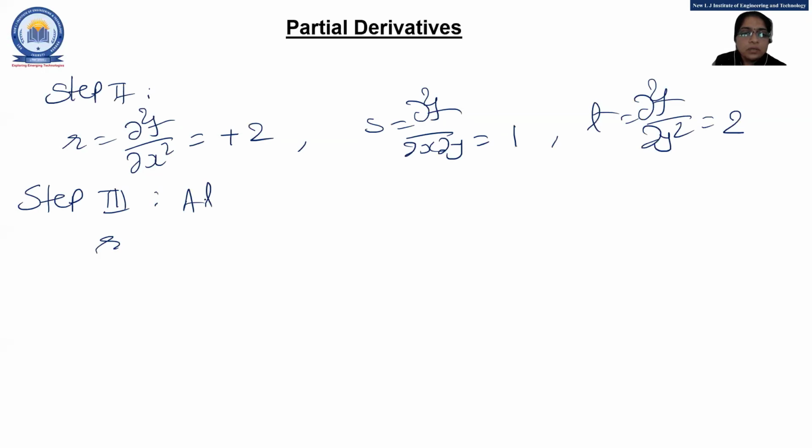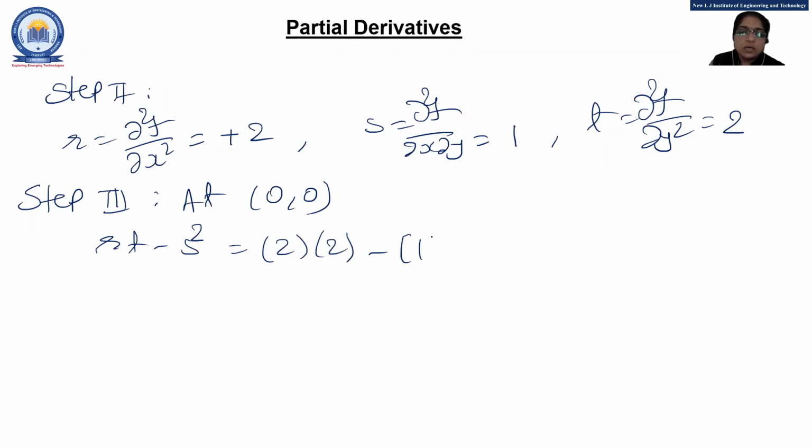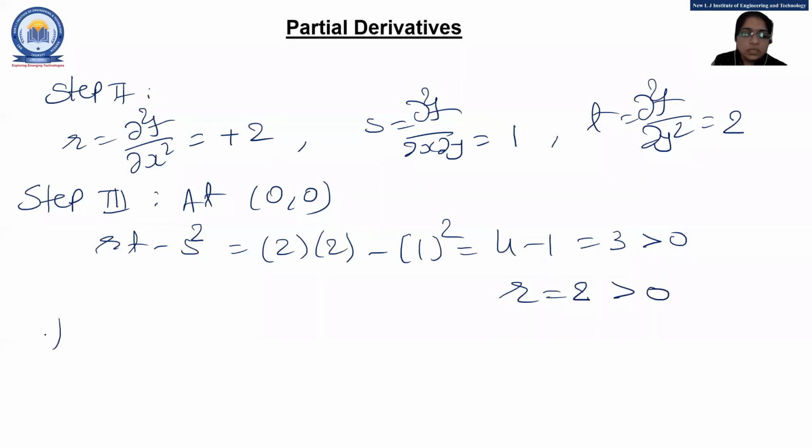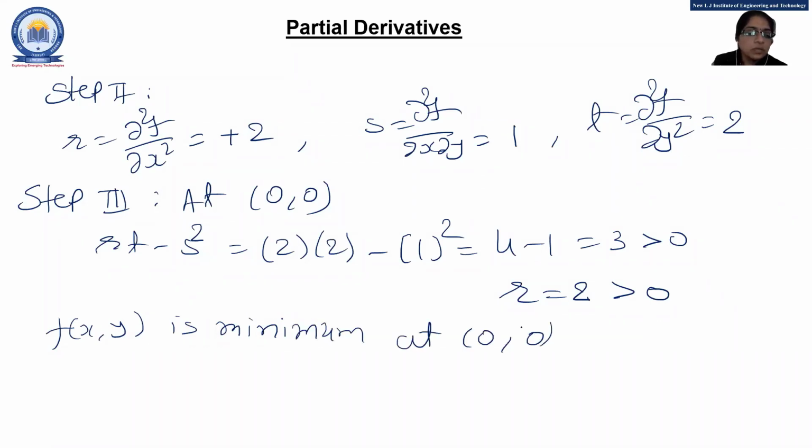Step 3 is rt minus s square at the point (0, 0), right? Here r is 2, t is again 2, and s is 1. So after simplification, 4 minus 1 is 3, which is greater than 0, right? Now, as rt minus s square is greater than 0, we check the value of r, which is 2, greater than 0. So here the function f(x, y) is minimum at (0, 0), right?